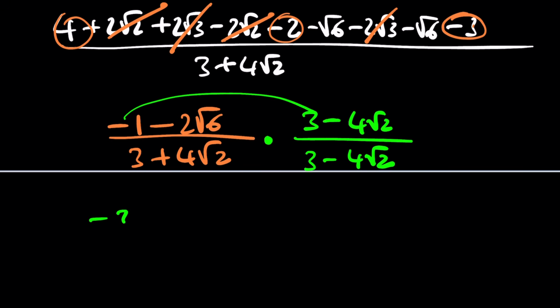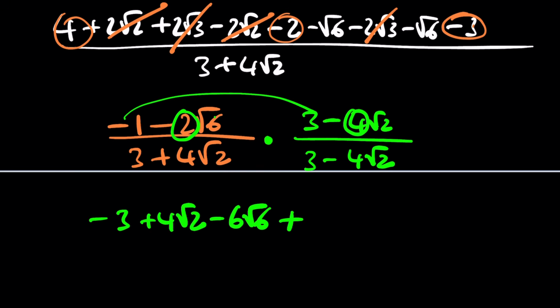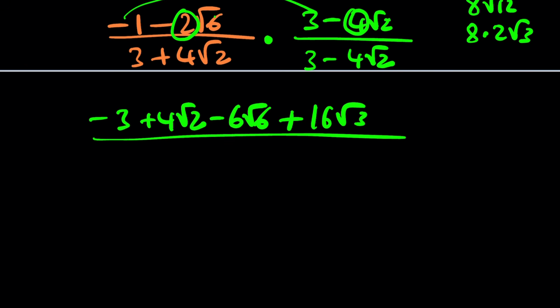That's a negative 3. And then we get plus 4 root 2. And then minus 6 root 6. And then plus 2 times 4 is 8, root 6 times root 2. So it's kind of like 8 root 12. But root 12 is 2 root 3, remember? That gives you 16 root 3 with a plus sign because they're both negative. Make sense? And then all of that is divided by 3 squared minus 4 root 2 squared. 4 root 2 squared is 16 times 2, which is 32.